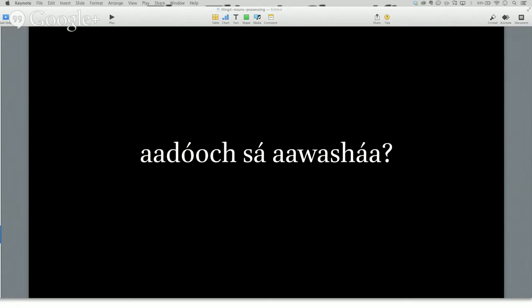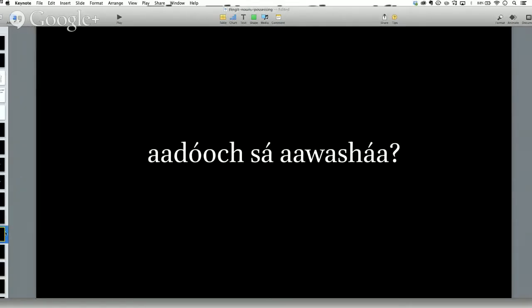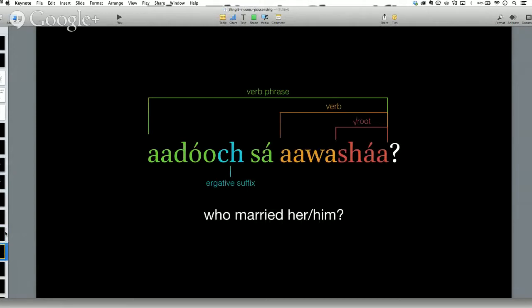What is sha? Sha is to marry. Adutsa awasha. How do we translate that? Who did he or she marry? So we got the CH popping up on there because it's saying who did this verb, and that's how you would take care of it with the ergative suffix. The root is sha, the verb is awasha, and then the whole thing is part of the verb phrase, but it's saying who did that.